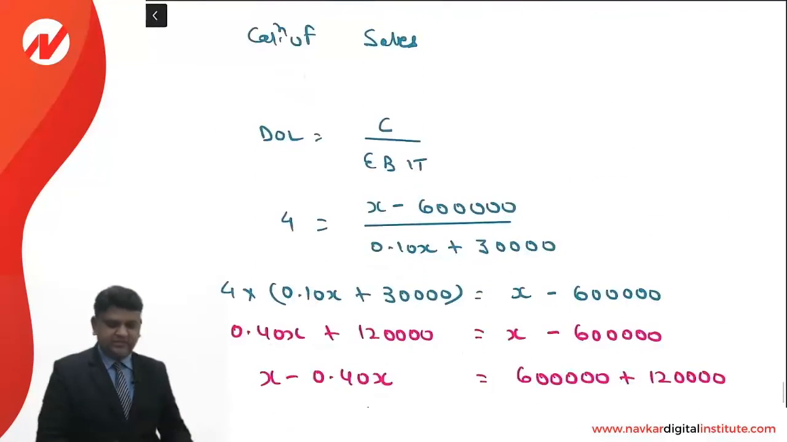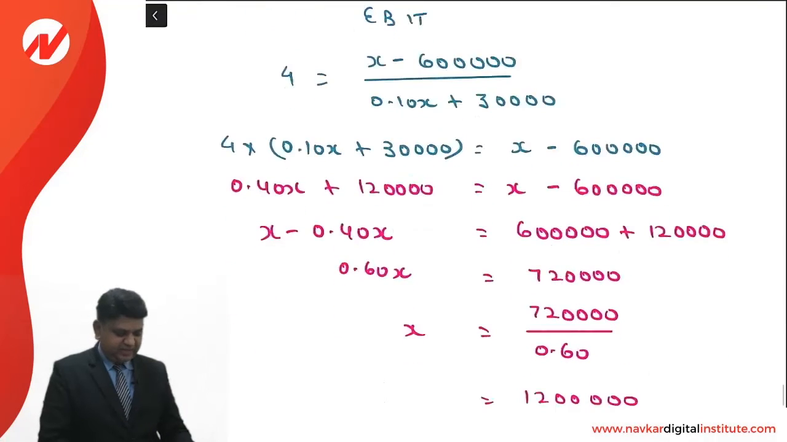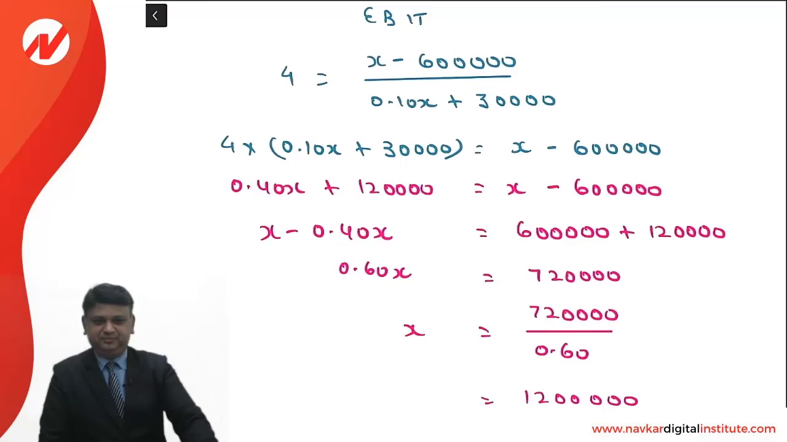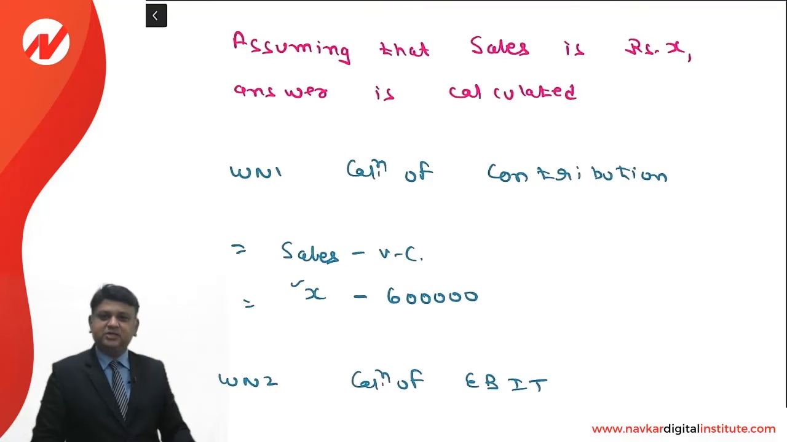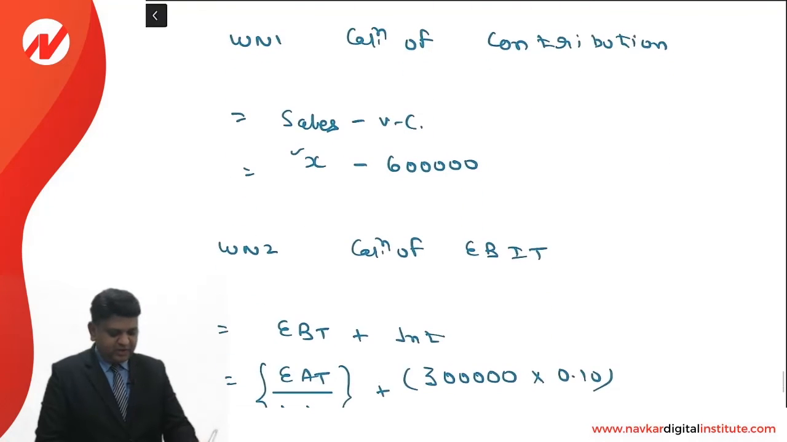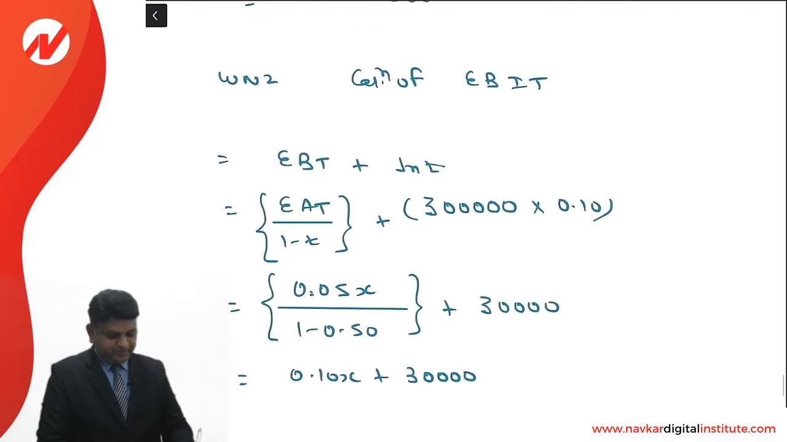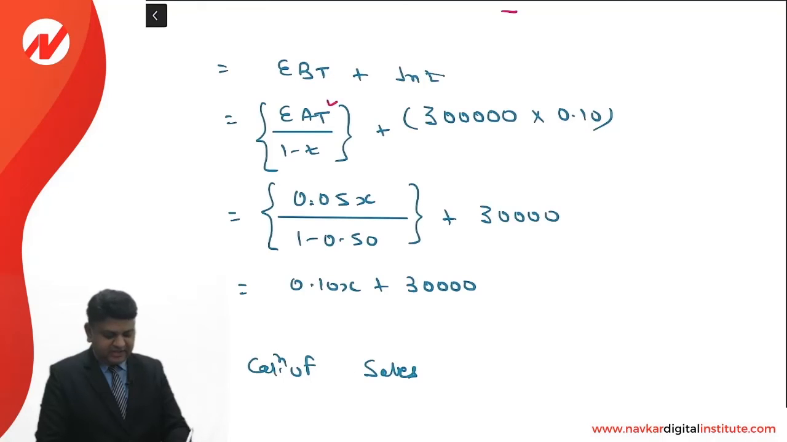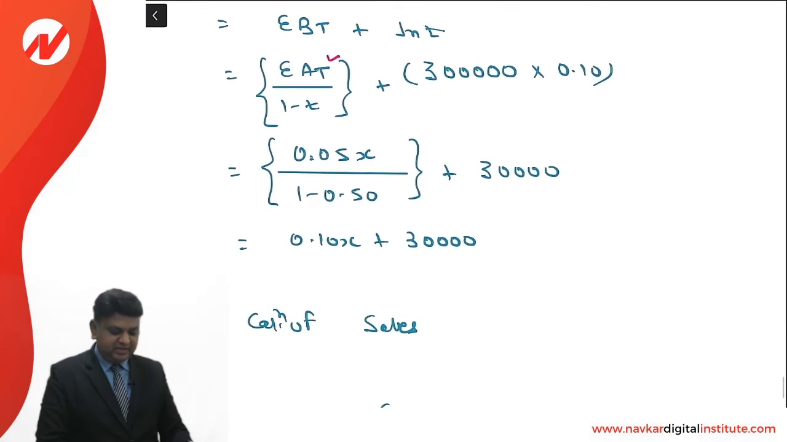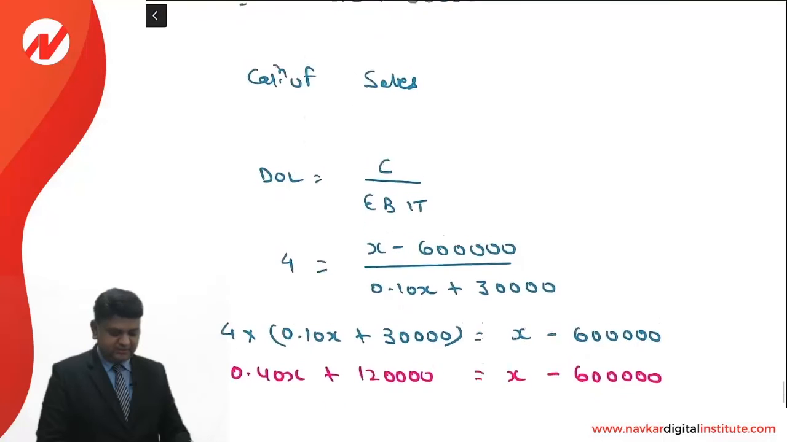And of course, once you compute the sales value, remaining answer is not so difficult. I just revised this answer to you, dear students. First of all, a small working note for calculation of the contribution. It is sales minus variable cost. X is a variable assigned to the sales value. Next is the EBIT, that is EBT plus interest. EBT is found as earning after taxes divided by 1 minus T, so it is converted into pre-tax term, plus interest, that is 30,000. EBT is like 0.05x divided by 0.5, that is 0.10x.